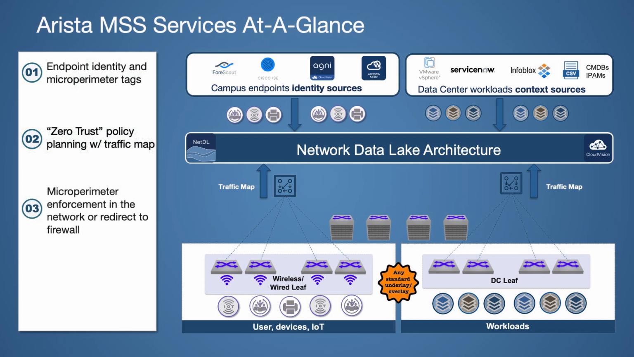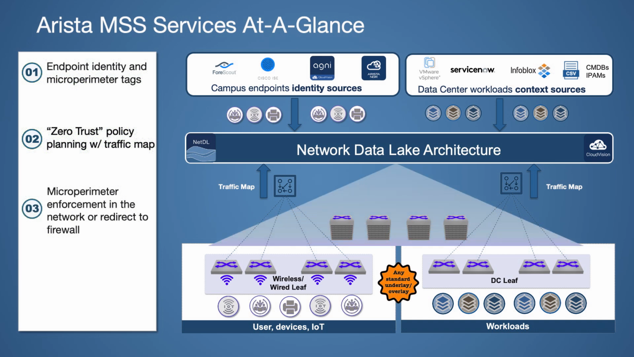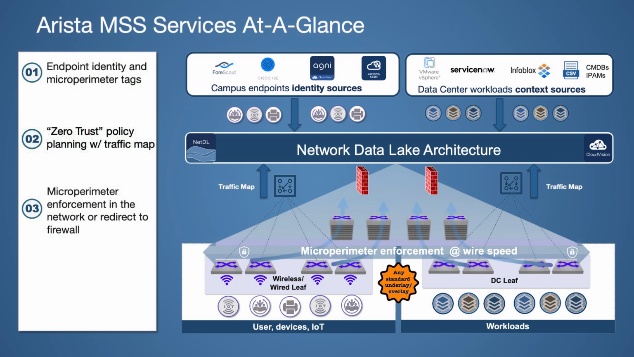The third service consists of enforcing these policies. The enforcement of the policy occurs in the network at wire speed, where traffic can be permitted or denied, or alternatively, traffic can also be redirected to a traditional perimeter firewall for layer 4 to 7 stateful services.